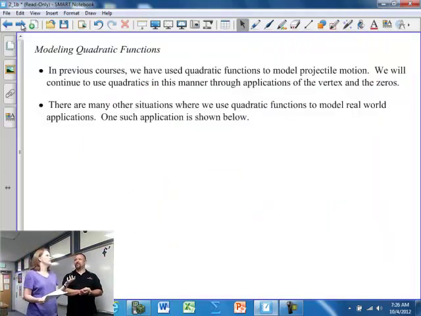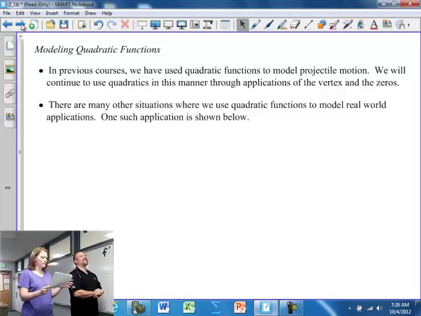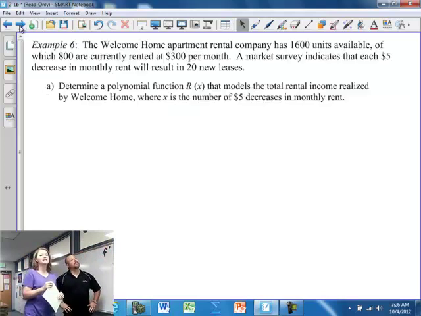All right, so what are we going to do with these quadratic functions? In previous courses, you've done some modeling with them with projectile motion. We figure you already know how to do that. We'll cover that in class. But there's some other applications. So let's go ahead and get into our last example here.